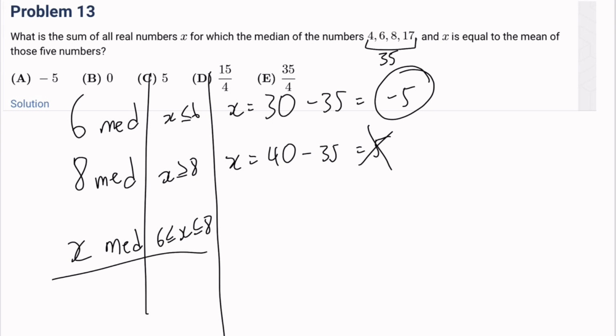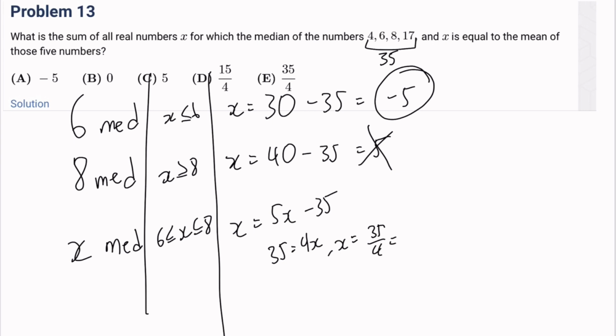And if x is the median, then x would be equal to 5x minus 35 over 5, so 5x minus 35 equals 5x over... so 35 equals 4x. X equals 35 over 4, which is equal to 8 and 3 over 4, right? So this is greater than 8, but then x has to be between 6 and 8, so this also doesn't work.